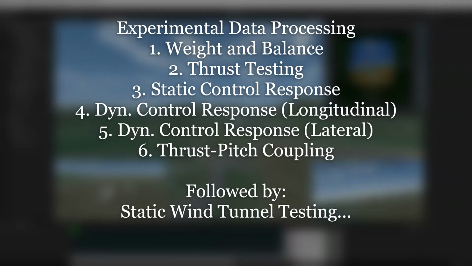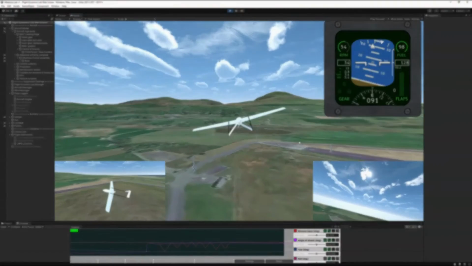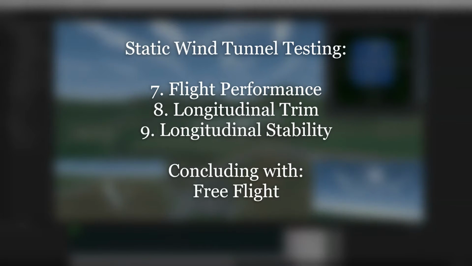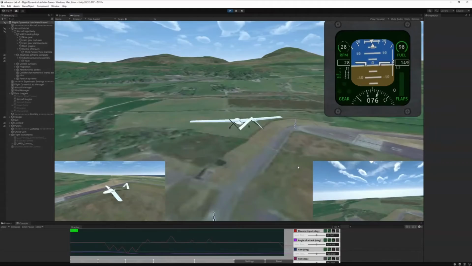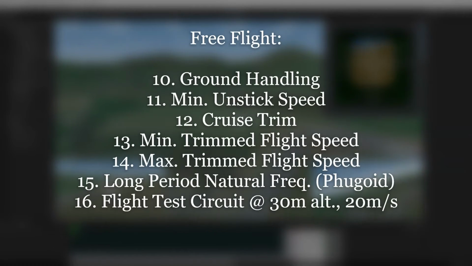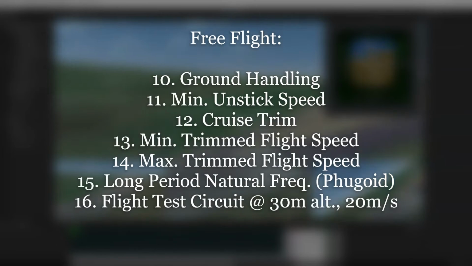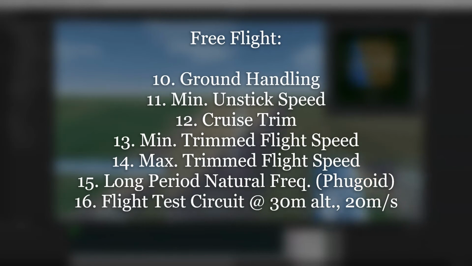After this, we will then perform some static wind tunnel testing for analyzing flight performance of the Albatross and longitudinal trim and stability. We will then conclude with some free flight testing involving ground handling, minimum unstick speed, cruise trim, minimum and maximum trimmed level flight speed, before talking a bit about the long period or phugoid natural frequency, and finishing with a flight test circuit run around the airfield at 30 meters altitude, 20 meters per second speed.